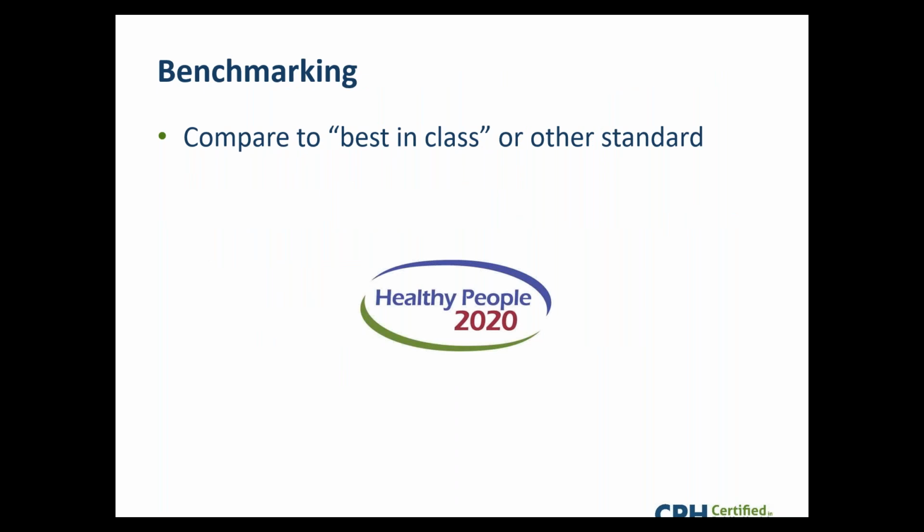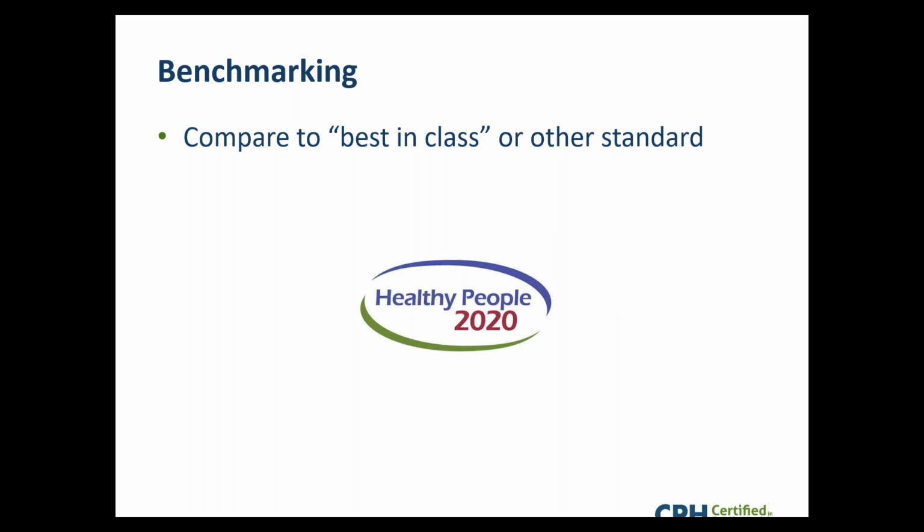First, benchmarking. When you benchmark, you use the best in class to compare. So you use a standard. A good example for public health is Healthy People 2020. You say, we're attempting to achieve X according to Healthy People 2020 goals, and we are now at Y. So we have a difference of whatever percentage, and we want to get there. And so then when your program reaches that benchmark, you can celebrate.